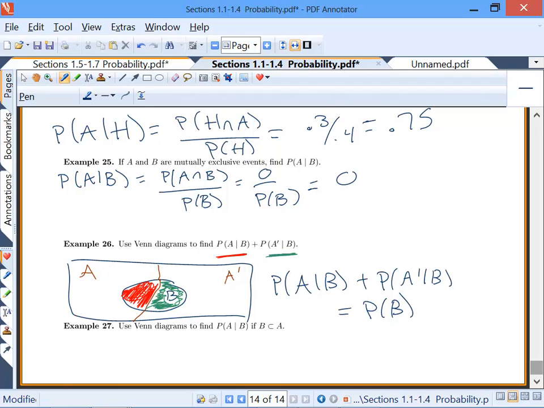And for our last example, let's also use a Venn diagram to find the probability of A given B if, what does the next symbol mean? Anyone remember from a math class? You may not have come across it too much. This is a subset. B is a subset of A means that if you were to draw your Venn diagrams, B is completely enclosed in A.